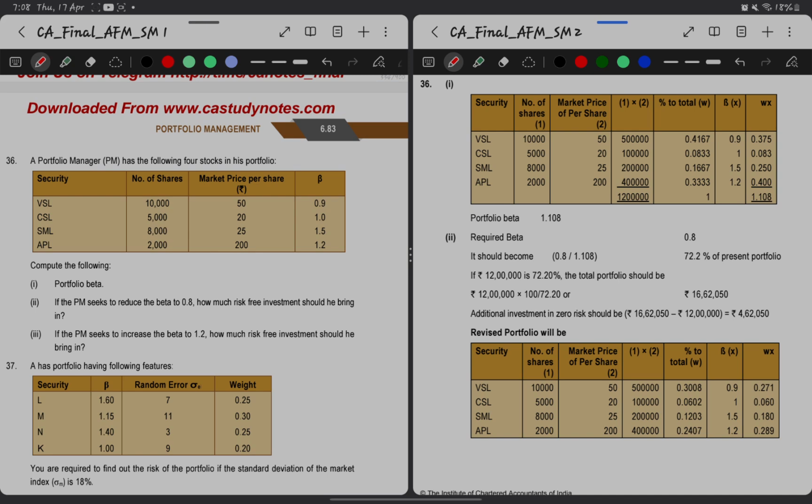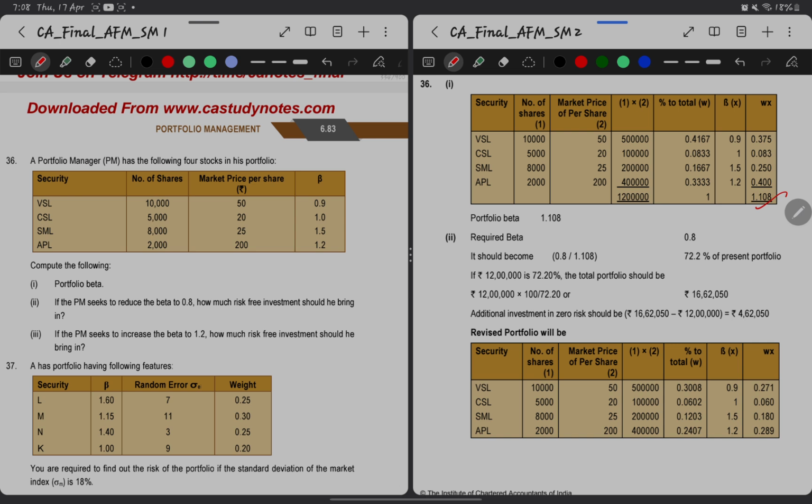We have to just multiply the beta with the weights. So how will we calculate weights? We need the market price per share to calculate the total weights. So multiplying the number of shares with the market price will give us the market value of the total security. Then, if we calculate the weights with the total market value of the portfolio, multiplying those weights with the beta will give us the portfolio beta, which is 1.108 in our case.